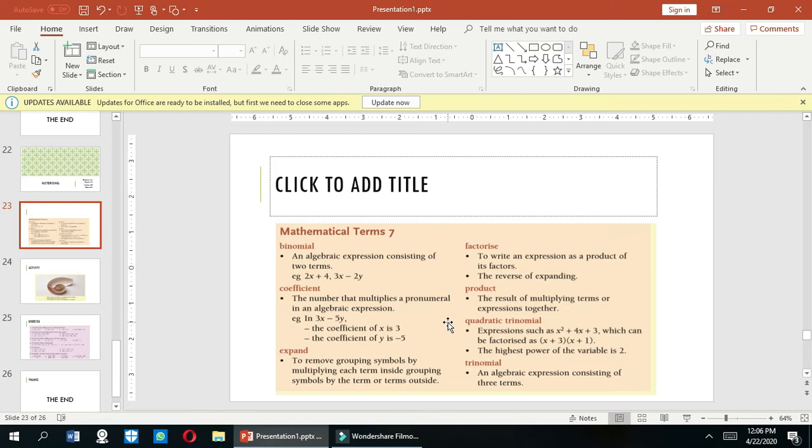And what is quadratic trinomial? Expressions such as x squared plus 4x plus 3 which can be factorized as x plus 3 and x plus 1. The highest power of the variable is 2. Then these expressions are known as quadratic trinomials. And what is trinomial? An algebraic expression consisting of three terms is a trinomial.